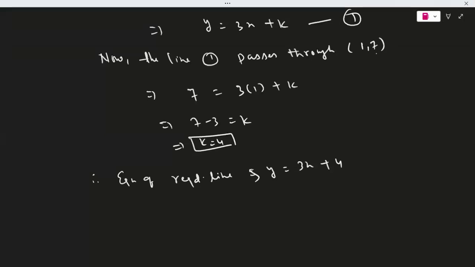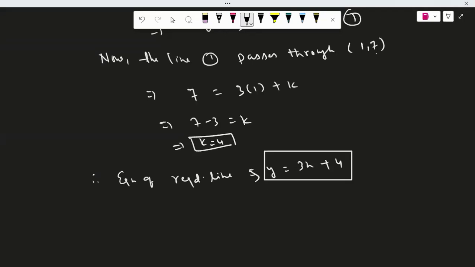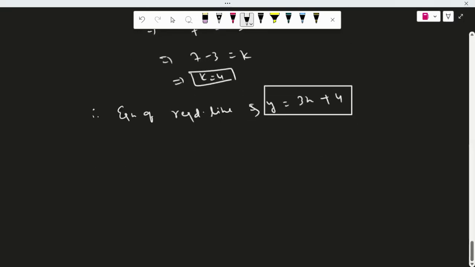Yes, check it. And this is only for parallel lines, right? Because parallel lines have the same gradient. And for perpendicular lines, we have a different approach. Could we do one with the perpendicular line?